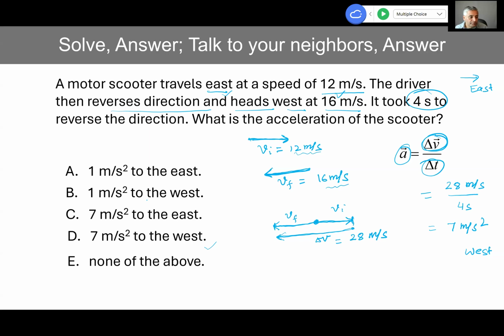So there is a question, why is it meter over second square? See, this is now acceleration. Change in velocity has meter over second, and time has a second. So meter over second times 1 over second gives you meter over second square.